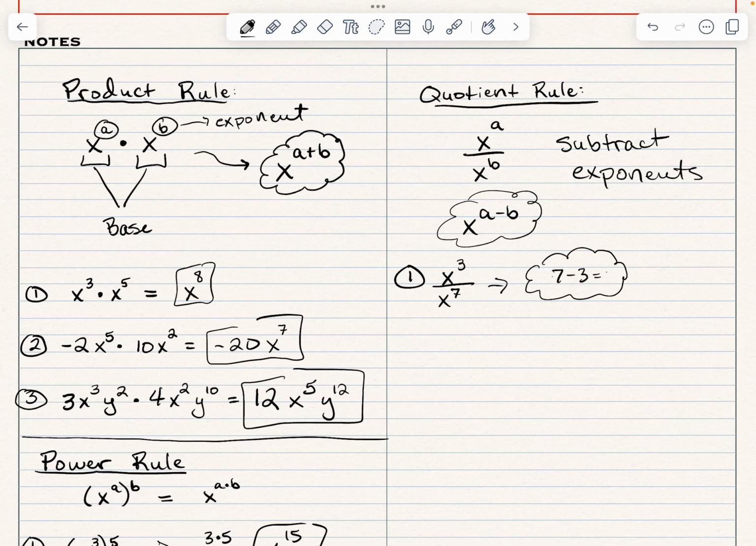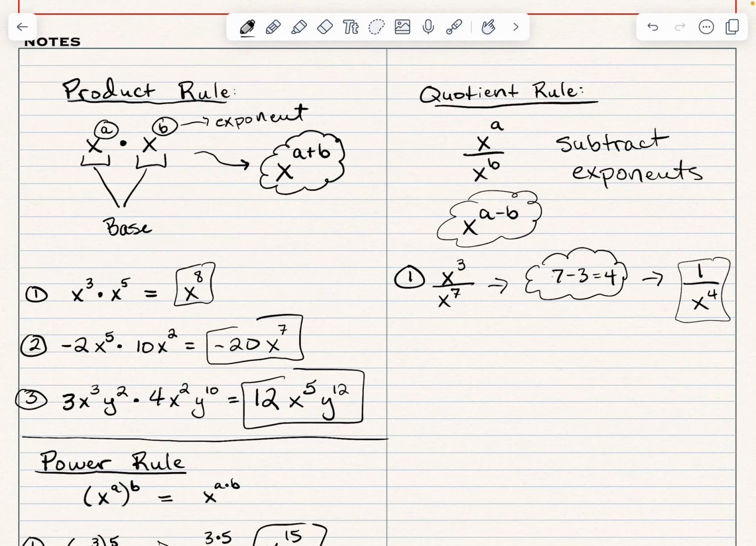We're going to say, kind of over here in our little thought cloud, 7 minus 3 is 4, right? So we're going to have x to the fourth, but our answer, because this 7 is in the bottom of our fraction, we're going to have more x's remaining in the bottom of our fraction. So this answer is going to be 1 over x to the fourth. And I'm going to show you where that 1 comes from.